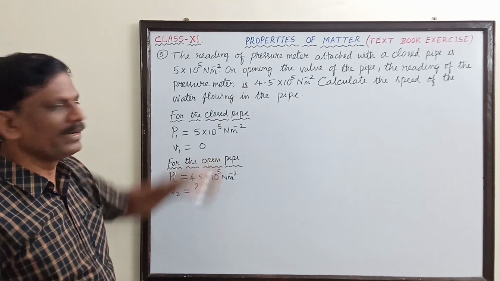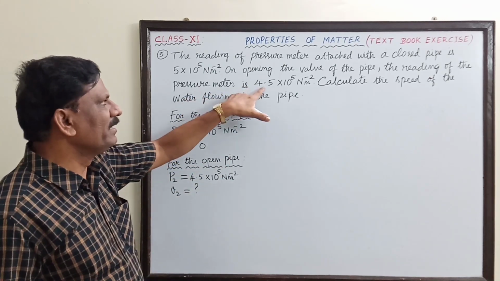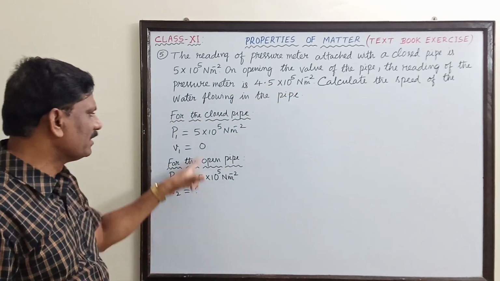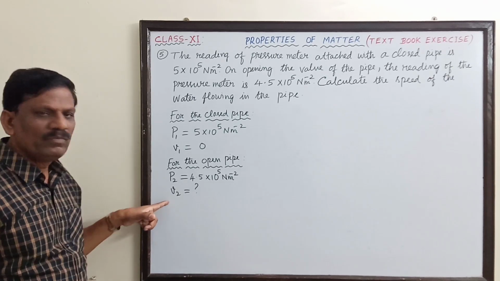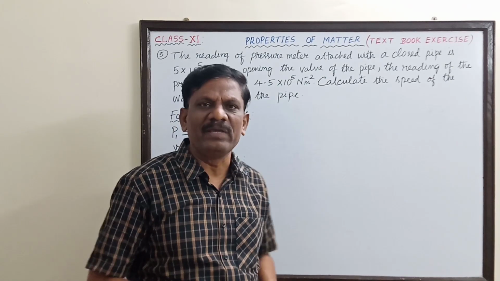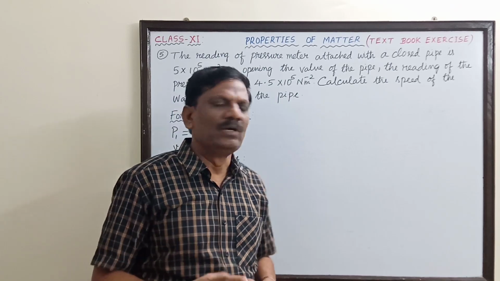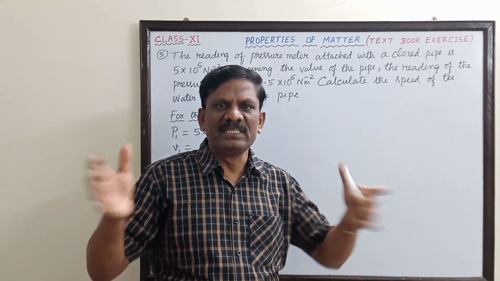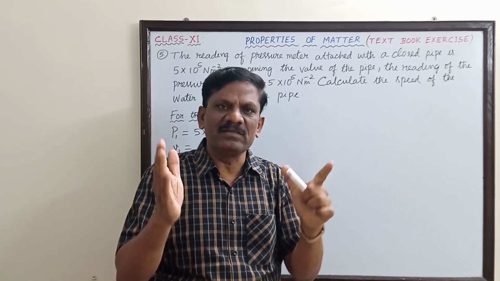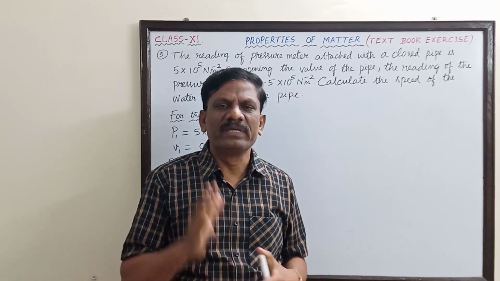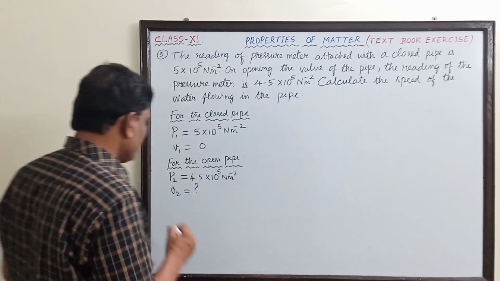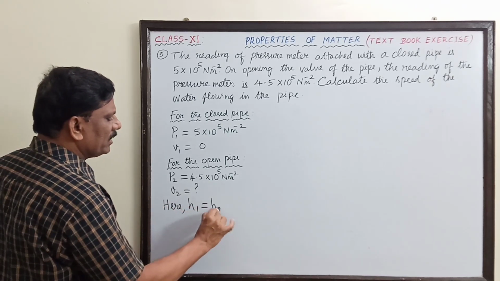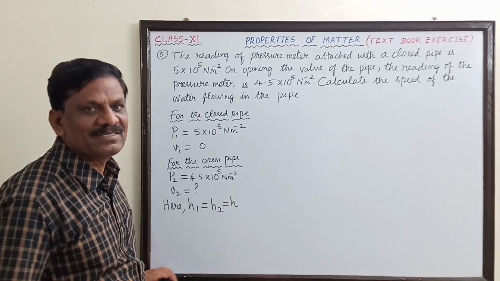Next, for the open pipe, the pressure meter's reading is given as P2. So P2 is equal to 4.5 × 10^5 Newton per meter square. And we need to find with what velocity the water is going to flow when the pipe is opened. Now here it is to be understood that the pipe is a horizontal pipe, which is at the same level or height from the ground level. So here H1 is equal to H2 is equal to H.